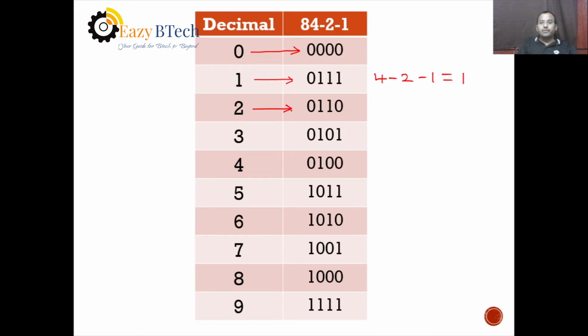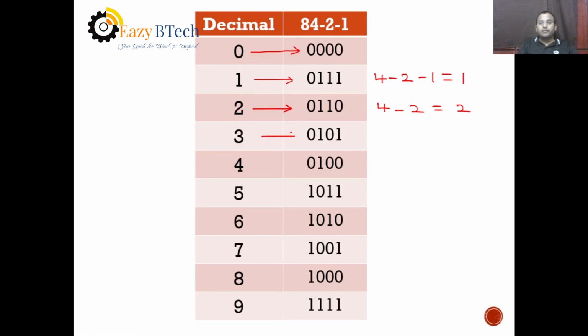For 2, we will get the representation by adding these two positions. This position is 4 and this position is minus 2, so 4 minus 2 gives 2. So 0110 is the representation for decimal digit 2 in 84-2-1.